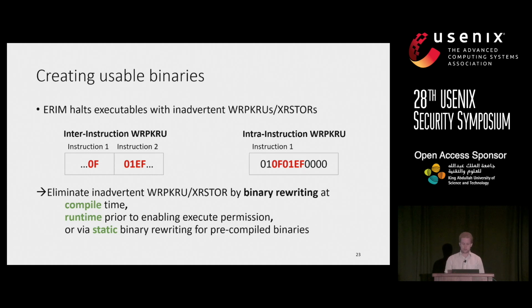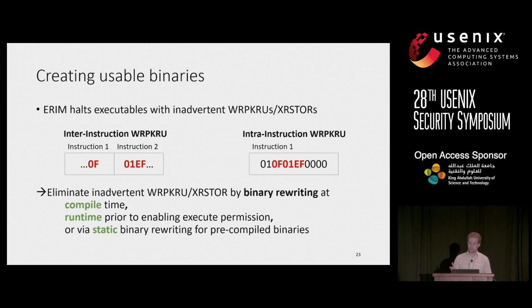The two examples I'm showing here are WRPKRU instruction sequences in the form of 0f 01 ef, which can either occur across two instructions or in one longer instruction. While these two examples focus on WRPKRU, the same holds for the XRSTOR sequence as well.